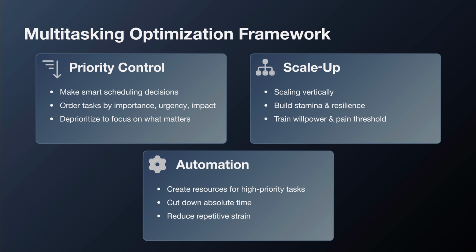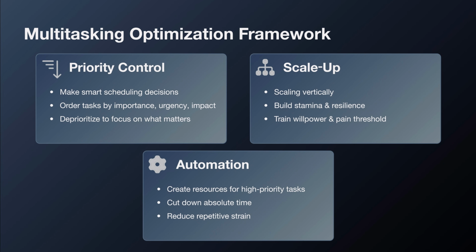Now, I'd like to introduce the optimization framework I actually use in my daily life. These principles are designed to eliminate complexity and maximize productivity. You could say they are the core engine that drives the system of my life. This framework is composed of three key pillars. The first is priority control.